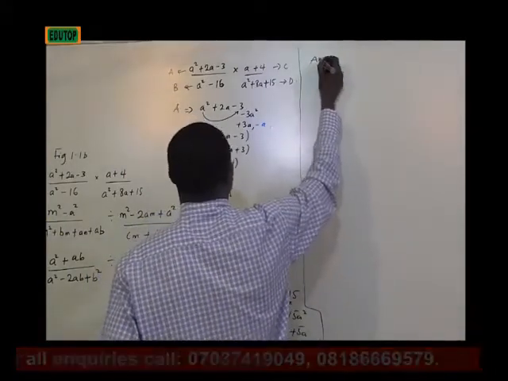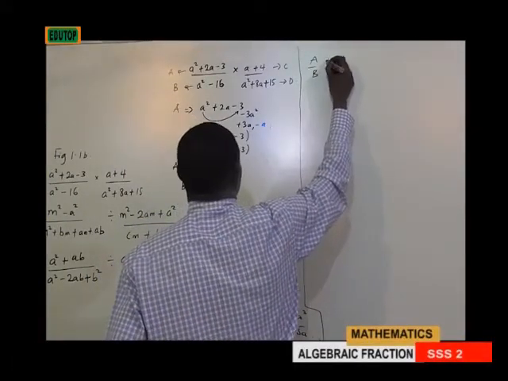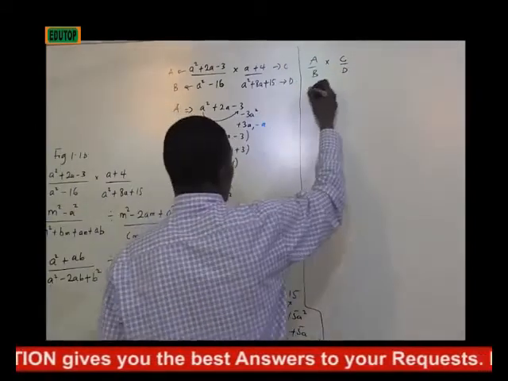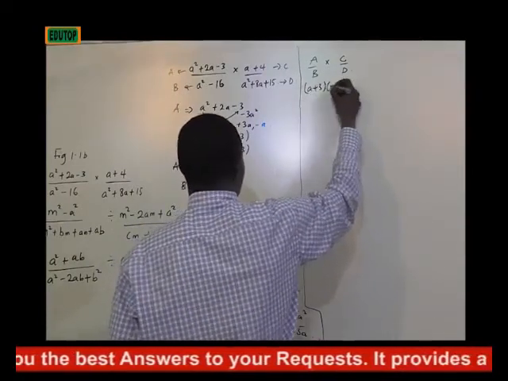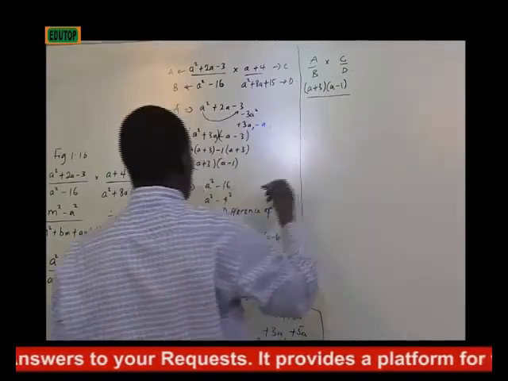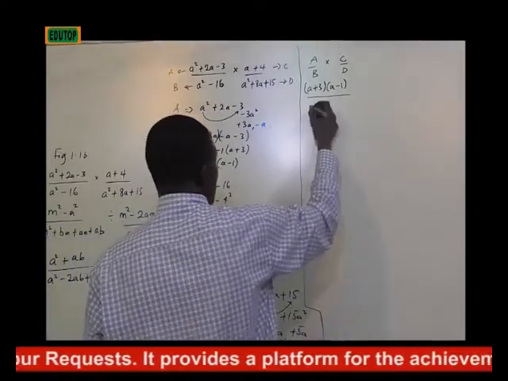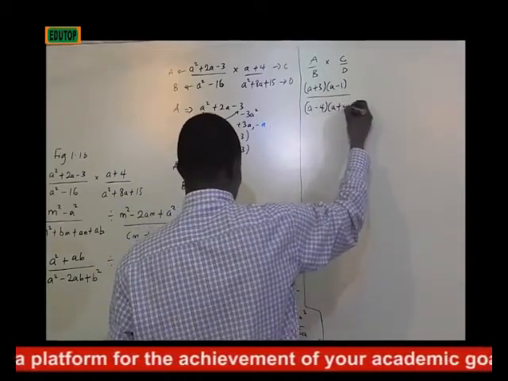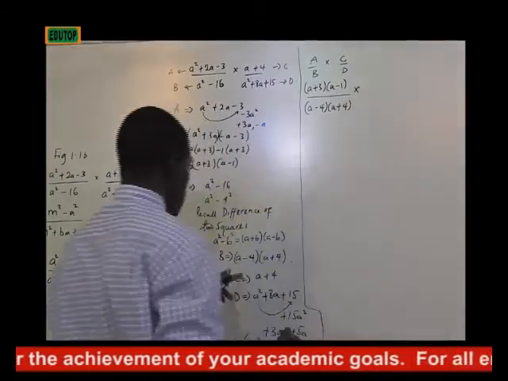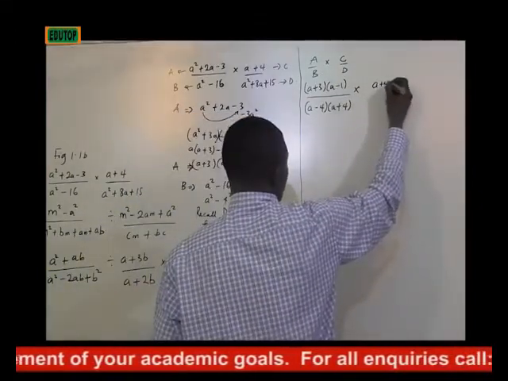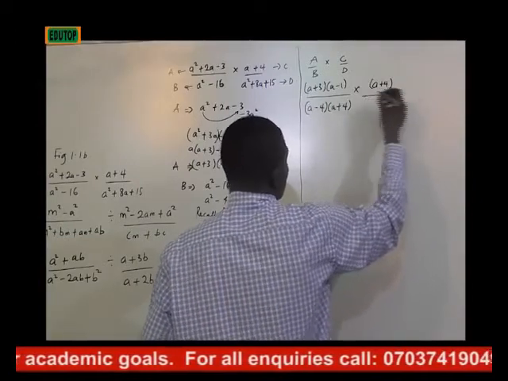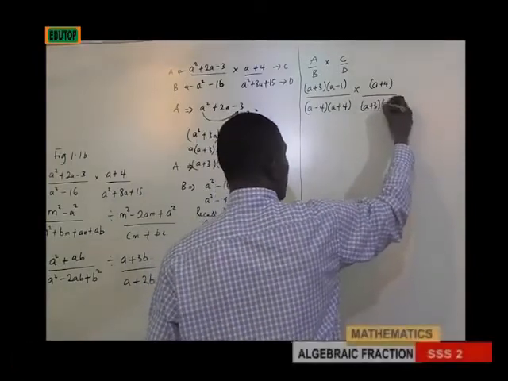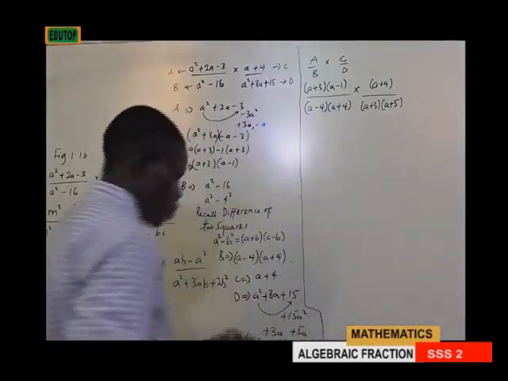So I have A over B times C over D. What's my A? My A is a plus 3, a minus 1 over B. What's my B? My B is a minus 4, a plus 4 times my C. What's my C? My C is a plus 4 over D. What's my D? My D is a plus 3, a plus 5. That's what I have done.